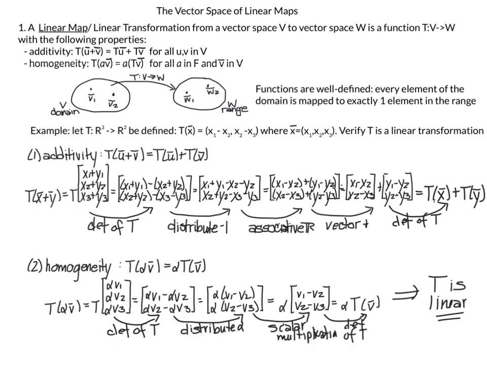The rest then is algebra. We use the distributive law to take out our alpha, and then by vector scalar multiplication, we can factor out our scalar, and this here is exactly alpha times our transformation of v. Now, since we have shown additivity and homogeneity, we can say that our transformation is linear.